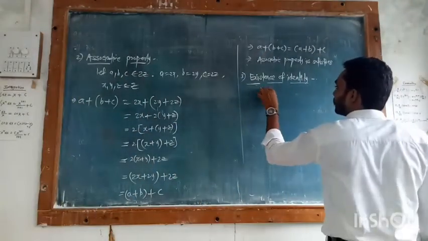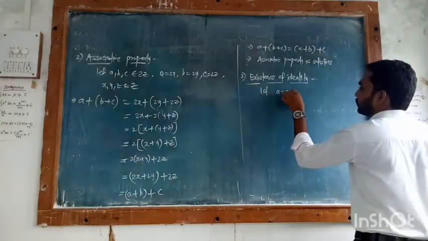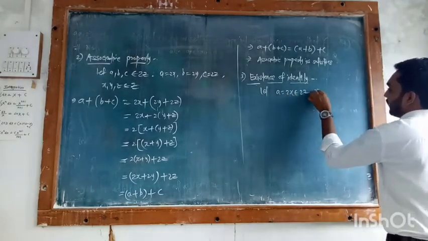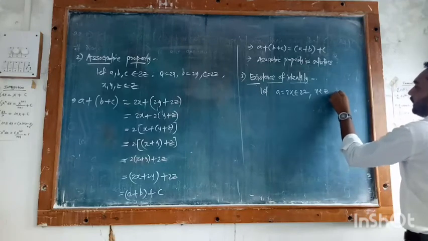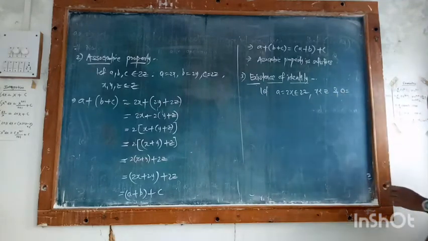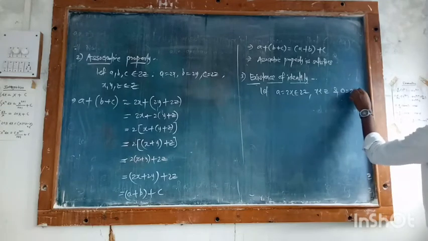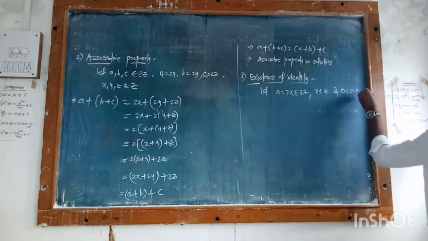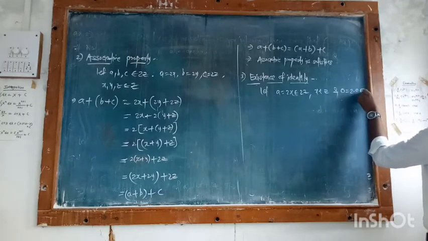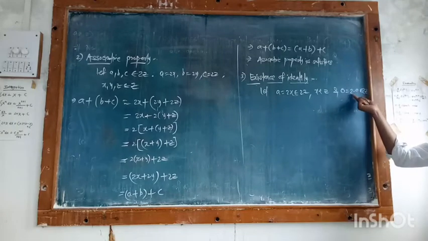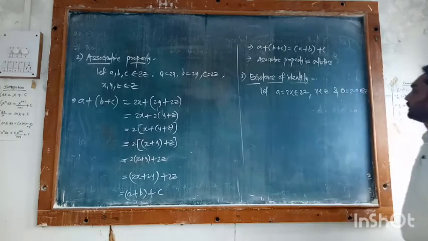Let A equal to 2x, member of 2Z, and your x is member of integer. And 0, we can write 0 as 2 into 0, which is also member of 2Z, okay? So 0 is equal to 2 into 0, which is also member of 2Z.